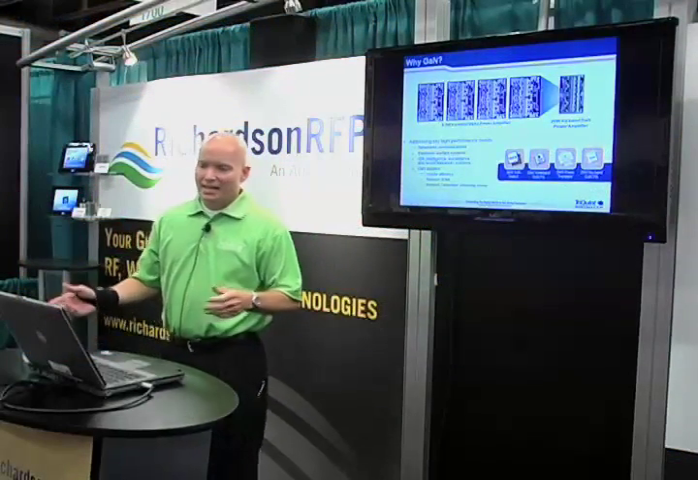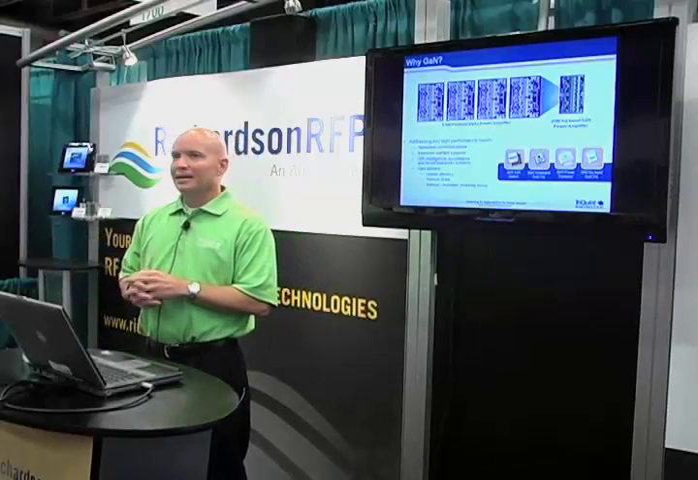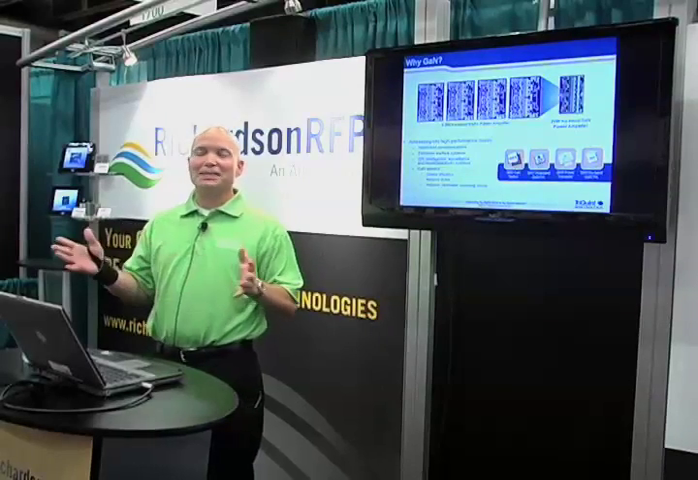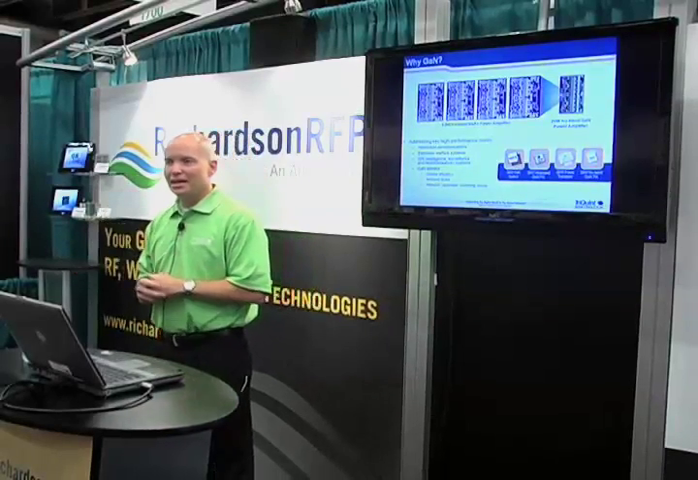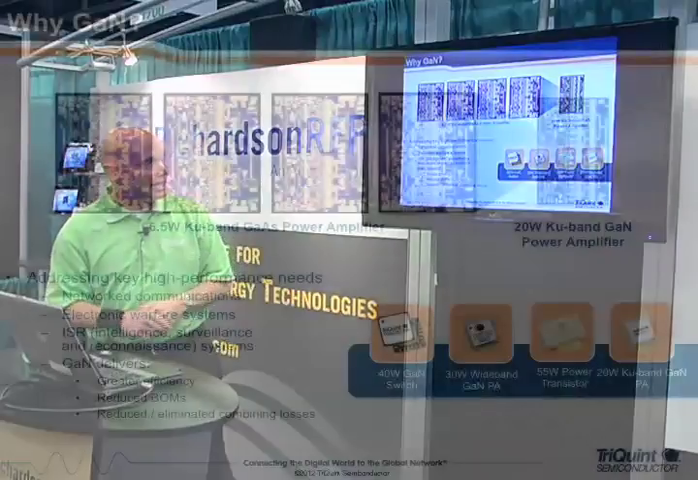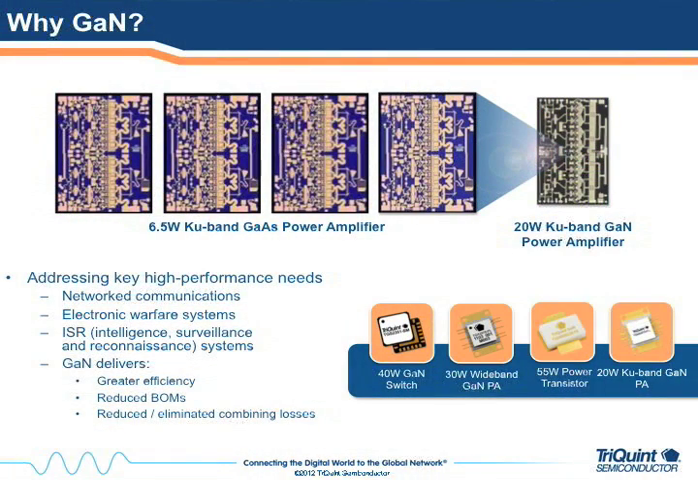So why GaN? Greater efficiency, system simplicity, reduced BOMs, and greater efficiencies from the lack of combining versus gallium arsenide. As you can see here, you have four gallium arsenide 6.5 watt Ku band chips. You can achieve the same power performance in one GaN chip, and the improved efficiencies through lack of combining moving to GaN get you that 2, sometimes 3 times in efficiency because you don't have the combining losses that you have with gallium arsenide.